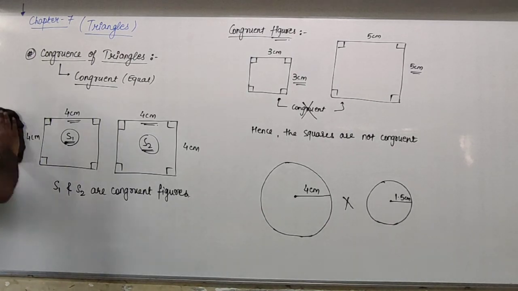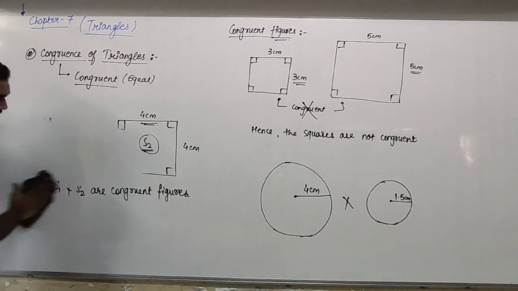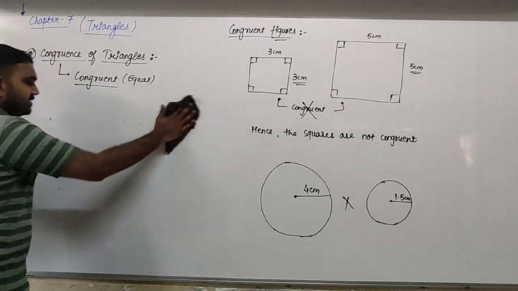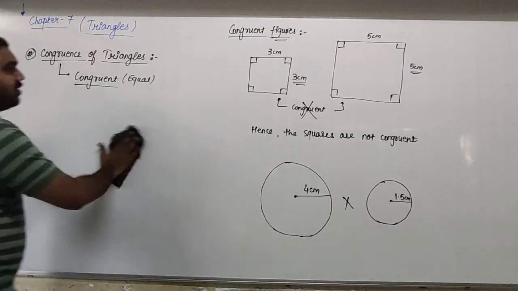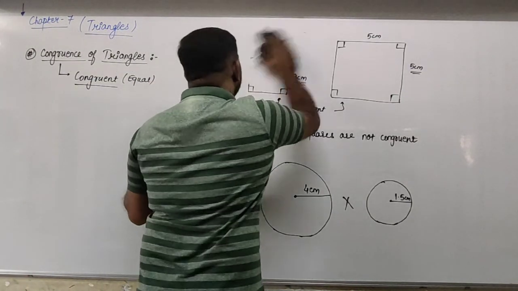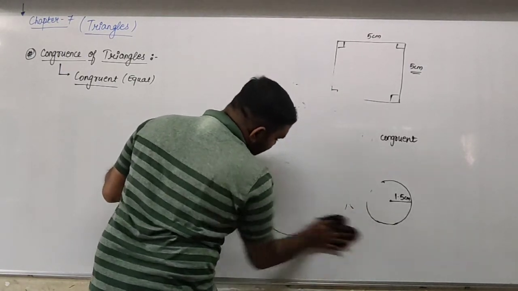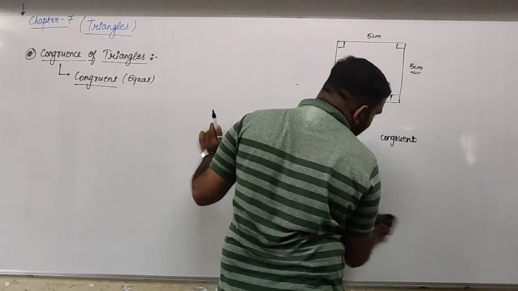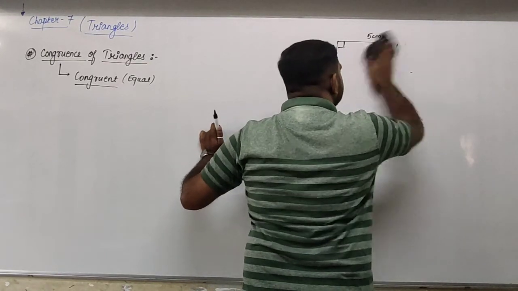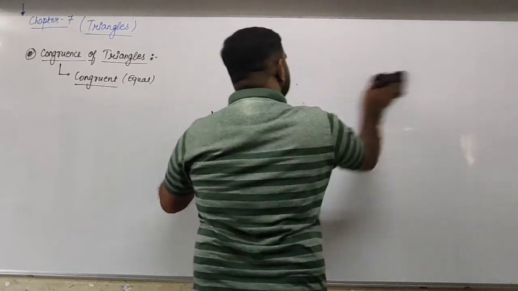Let us take it for the triangles because we are going to study only the triangles here. So that is how we will see. From now on, you will keep your 100% concentration here because if you miss congruency, you will not understand the criteria for congruent triangles, right? So keep your 100% attention here.